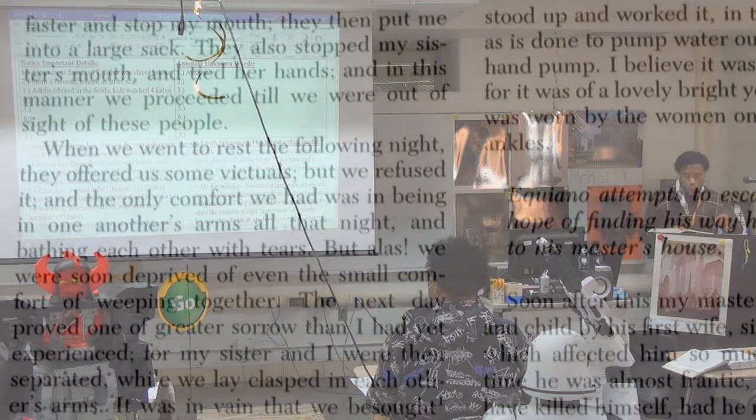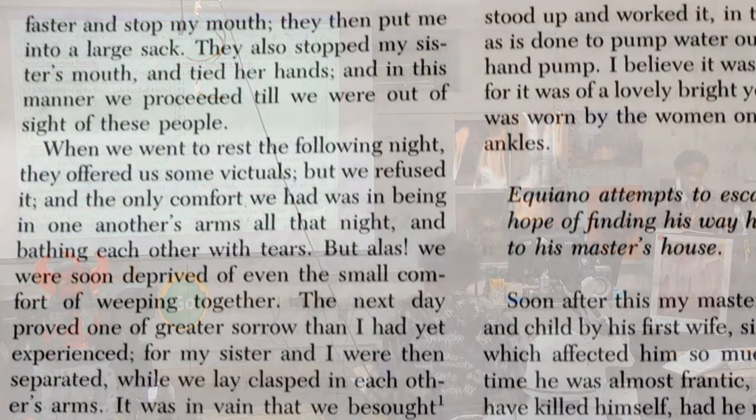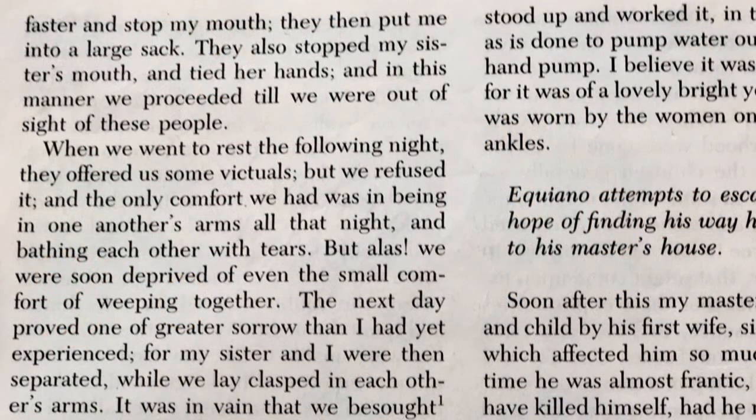When we went to rest, thanks for those two. I need to hear everybody. All eyes should be on 148. First column, that second paragraph.